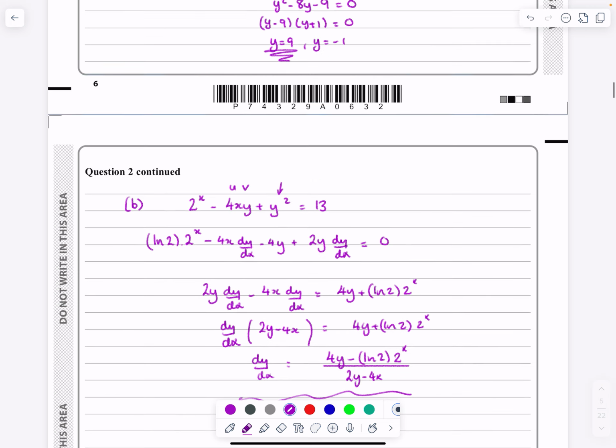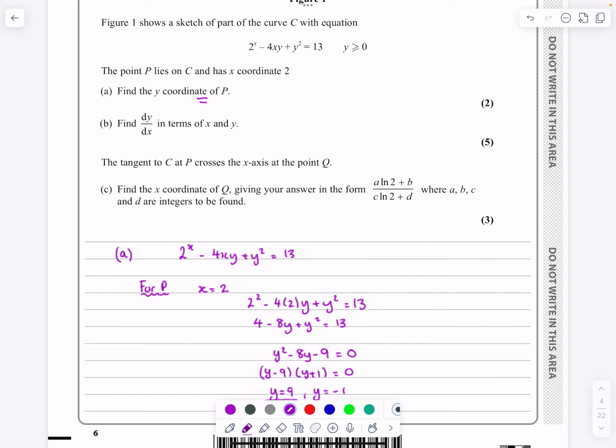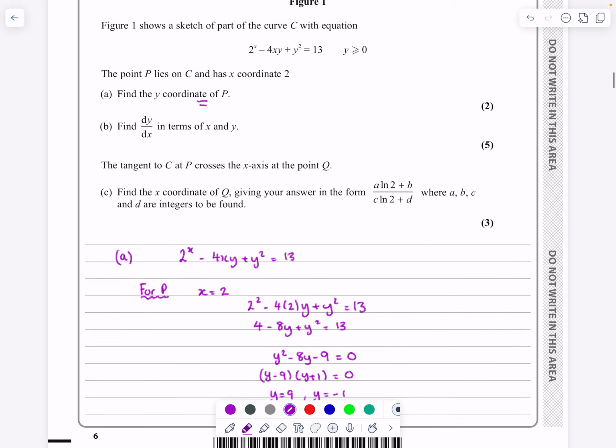Let's just go back and check that that's good enough for the examiner. Find dy by dx in terms of x and y. Yeah, it doesn't say anything more complicated than that, so I'm happy with that. Then for the last part, it says the tangent to C at P crosses the x-axis at the point Q. Okay, let's just draw that in the diagram. I don't think I particularly need to, but let's just draw that out.